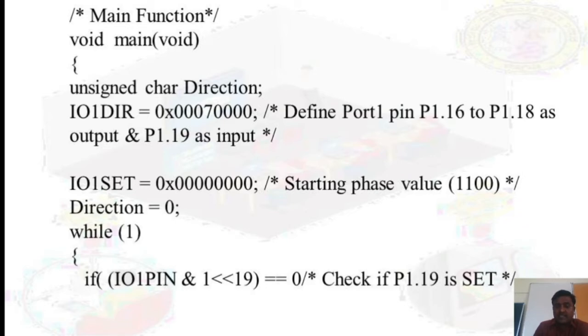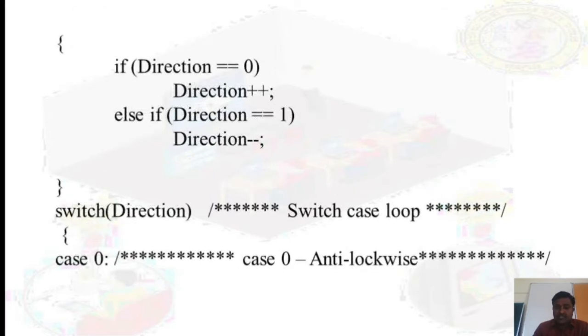Here this if statement is very important. If IO1PIN and 1 << 19 equal to 0, that is checking whether the port value of P1.19 is set or not. Based on the button press on the direction switch of the interface module, this IO pin will give the status. If the direction is equal to 0, then we call direction++. Else if direction is equal to 1, we call direction--.